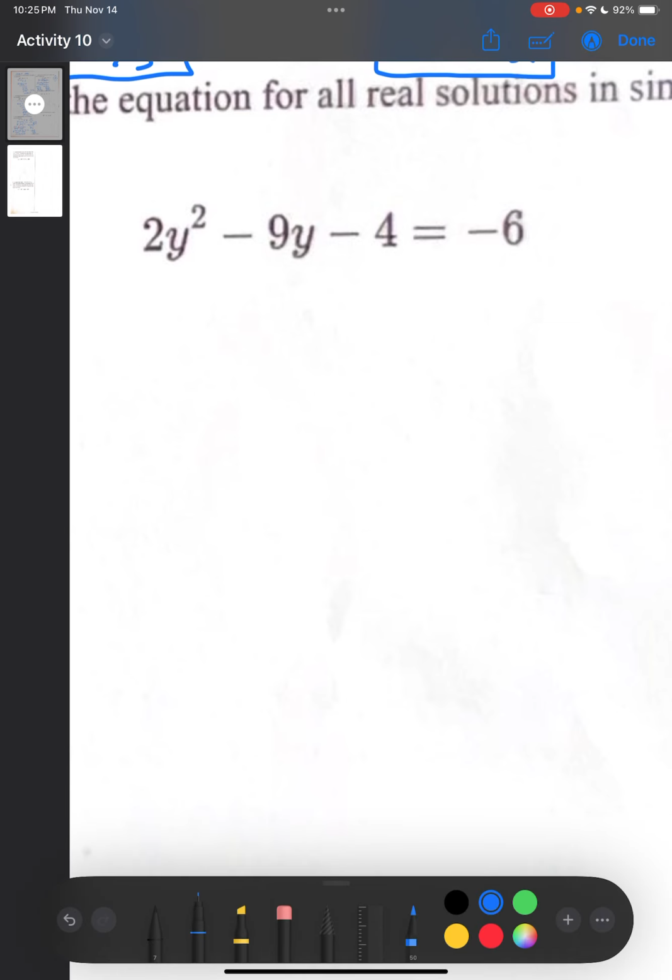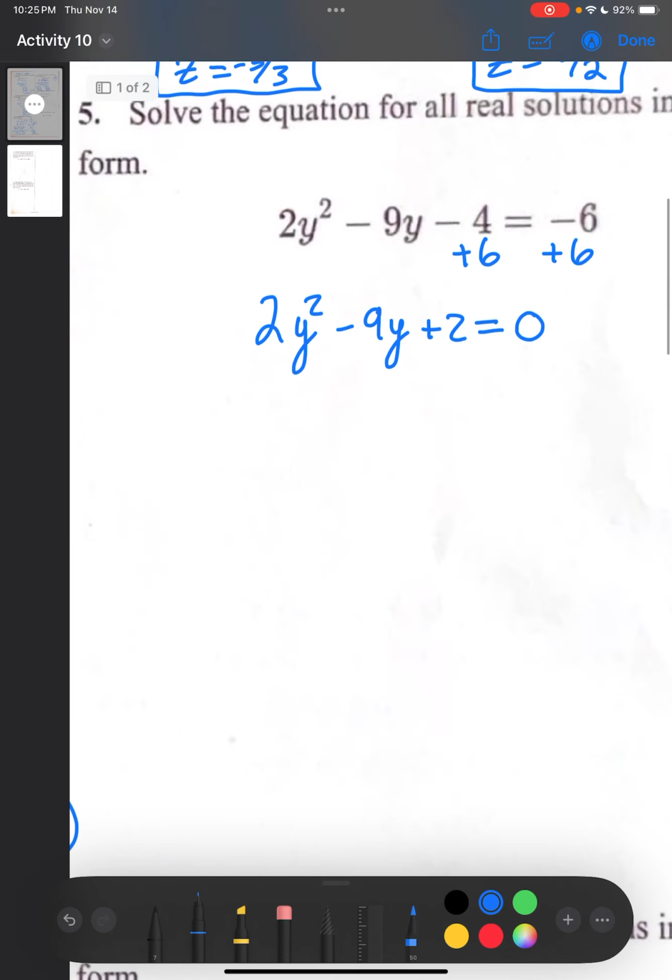We're going to add 6 to both sides. And you're going to see this simplified, right? 2y squared minus 9y plus 2 equals 0. Now we can find our a, our b, and our c. Our a is 2, our b is negative 9, and our c is 2.